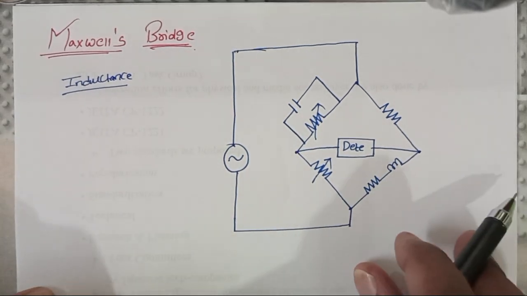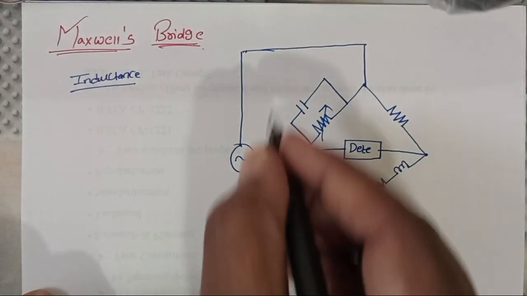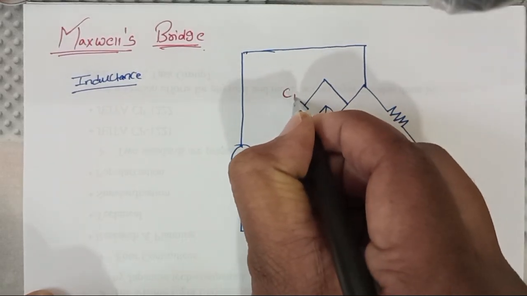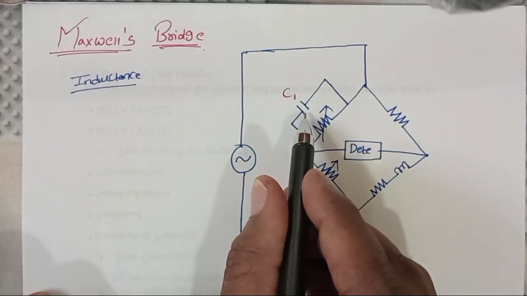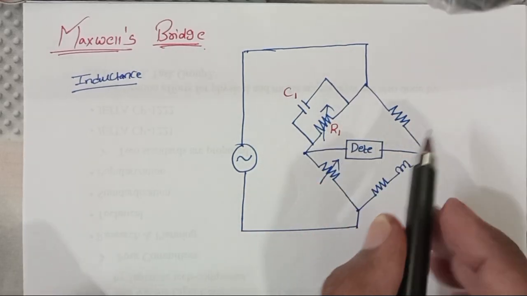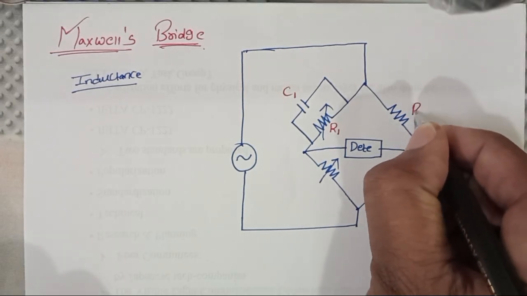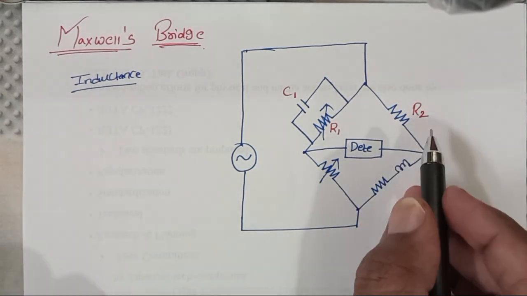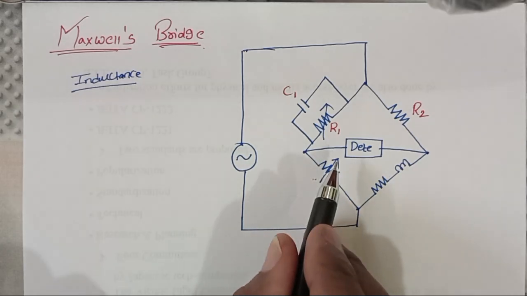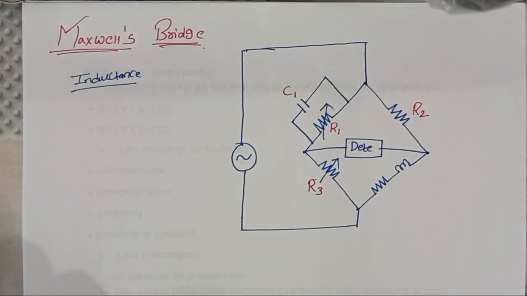Initially I'm naming the arms. In the first arm, I'm representing a capacitor, named C1, and a resistor R1. The second arm has a resistor, which I'm representing as R2. The third arm also has a resistor, R3.